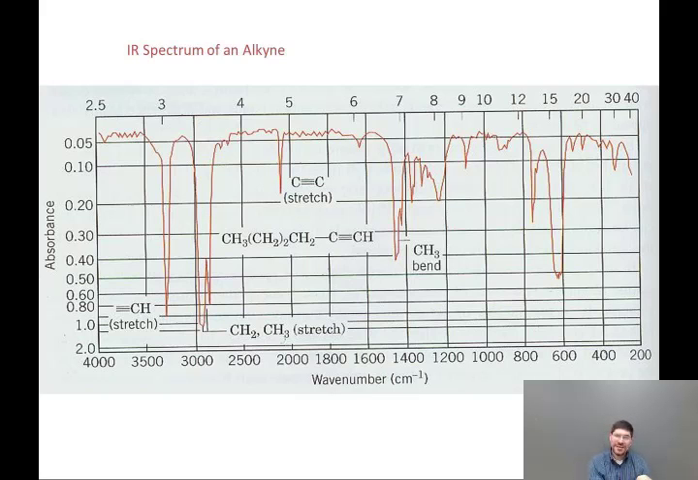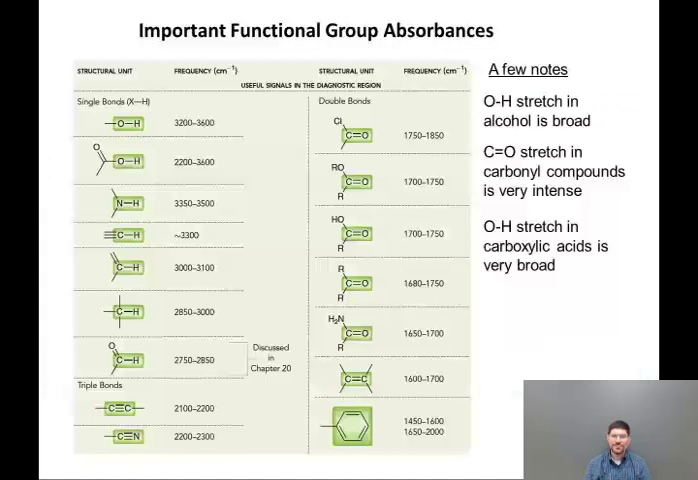If you have the peak up at 3,300, that is characteristic of an alkyne that has a hydrogen, but that peak could be missing in an alkyne that does not have a hydrogen bound to the alkyne carbon. There are other spectroscopic tests that you can do to determine whether you have an alkyne or a nitrile.